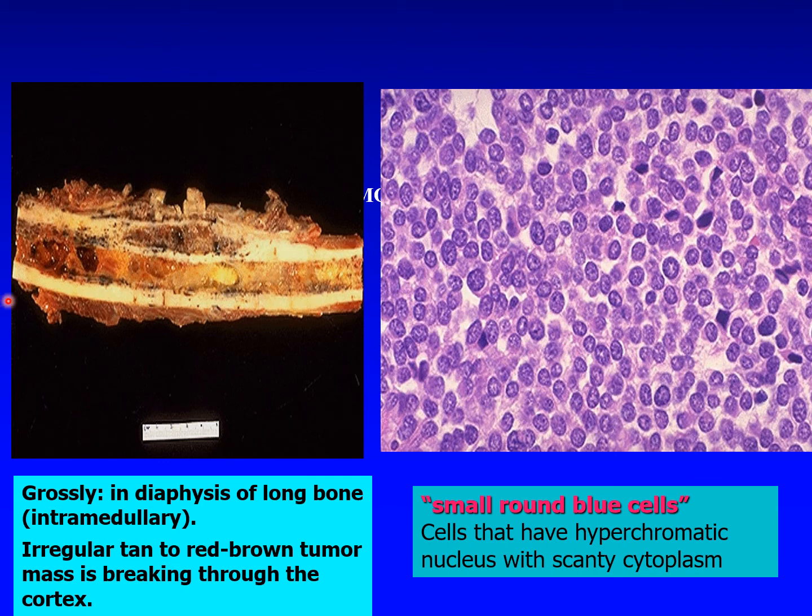This is a gross picture of Ewing sarcoma. This is the diaphysis of the long bone. And you can see this red-brown tumor breaking through the cortex.